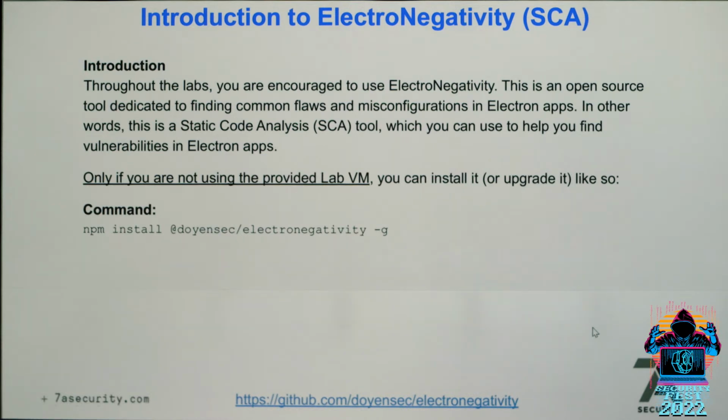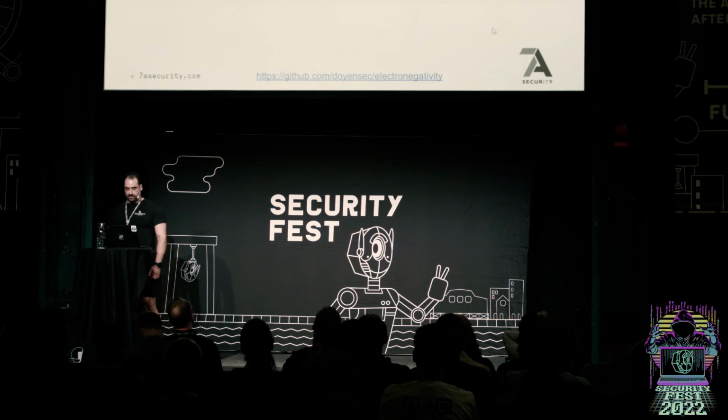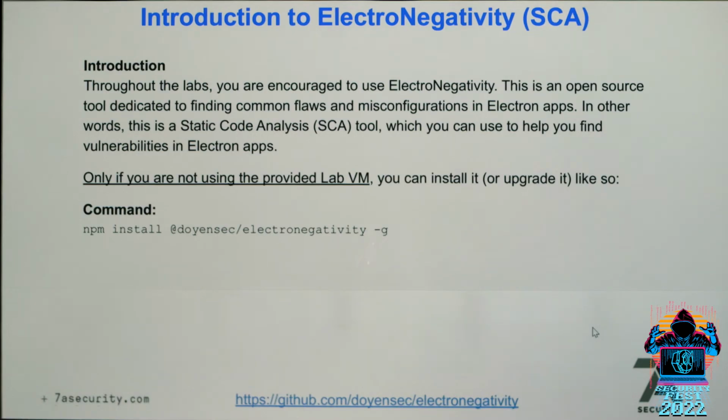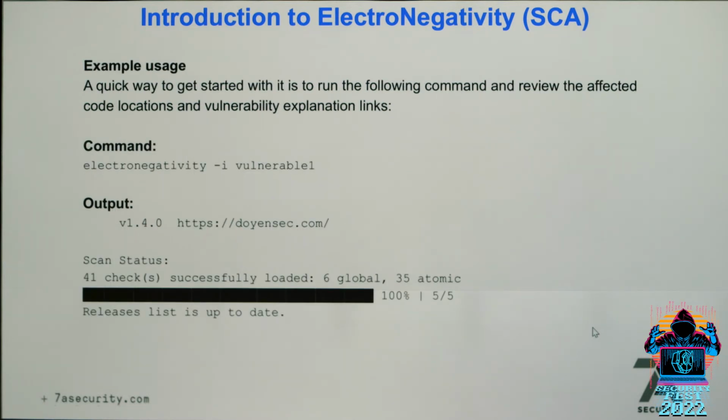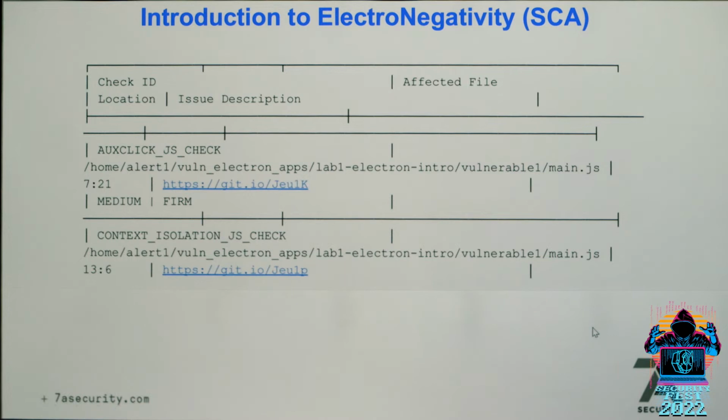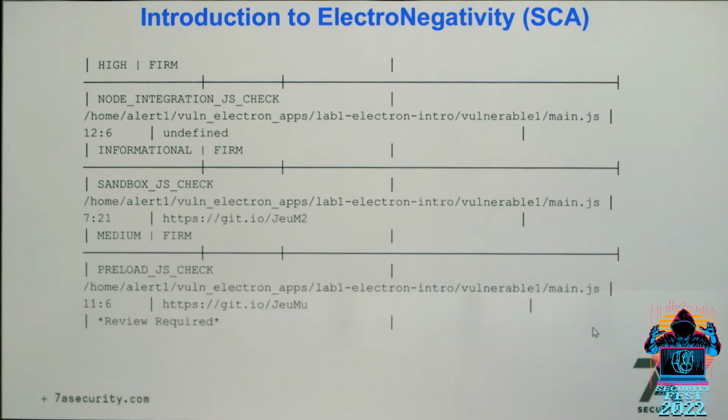So the first thing to do is npm install the package from Doyensec, which is the company that maintains Electronegativity, and you have to use the -g at the end to install it globally. Then this will look for vulnerabilities in Electron configuration and so on, and you will get results with the affected files and the lines and so on, right? In this case, you can see the problem is in main.js. These are the affected lines, between line 7 and line 21. Here you have a link to read more about it, and then there's some preliminary severity there.